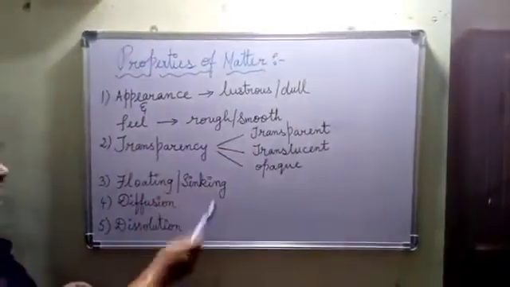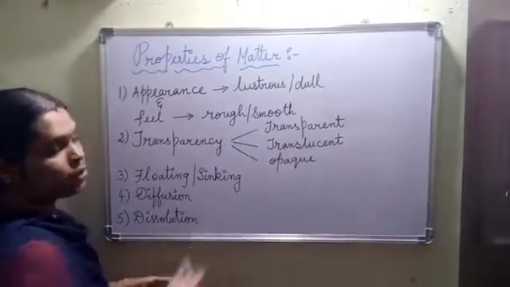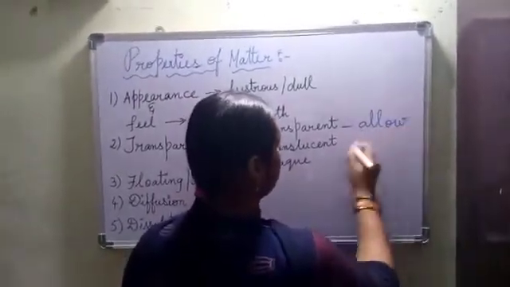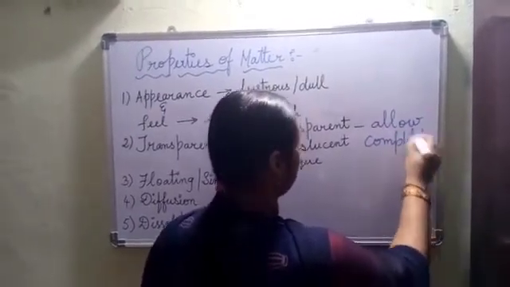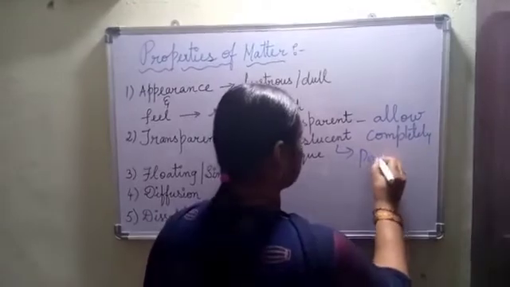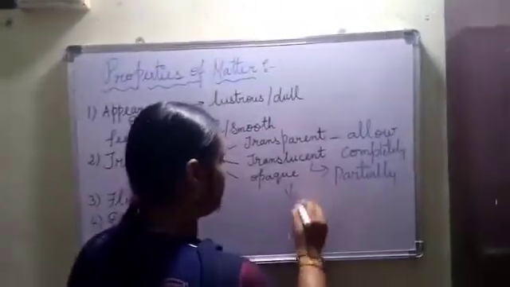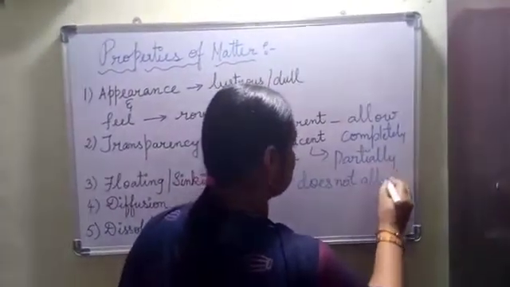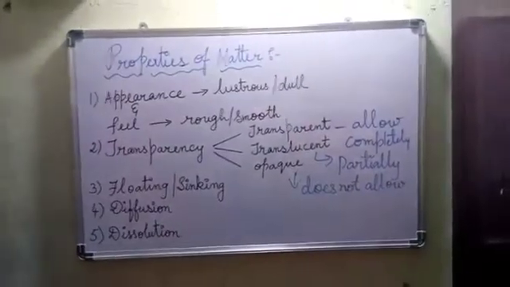So under transparency we have transparent, translucent and opaque. Transparent materials allow the light completely to pass through them. Translucent means they allow light to pass through partially. Opaque means they do not allow light to pass. Okay, children, so this is the second property, that is transparency.